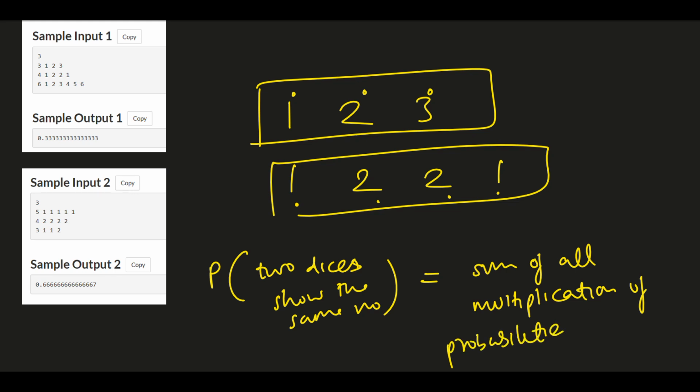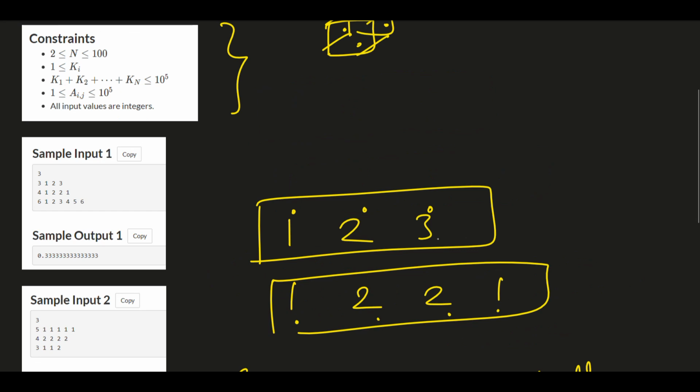Now what does it mean by multiplication of probabilities? Let's see. So these are the 2 dice. So the numbers that appear in the dice are 1, 2 and 3, right? In both the dice the numbers that are appearing are 1, 2 and 3. So we will find the probability that 1 is appearing on both dice at the same time. So the probability that 1 appears in the first dice is 1 by 3. There are 3 faces and the 1 is appearing one time, so the probability is 1 by 3.